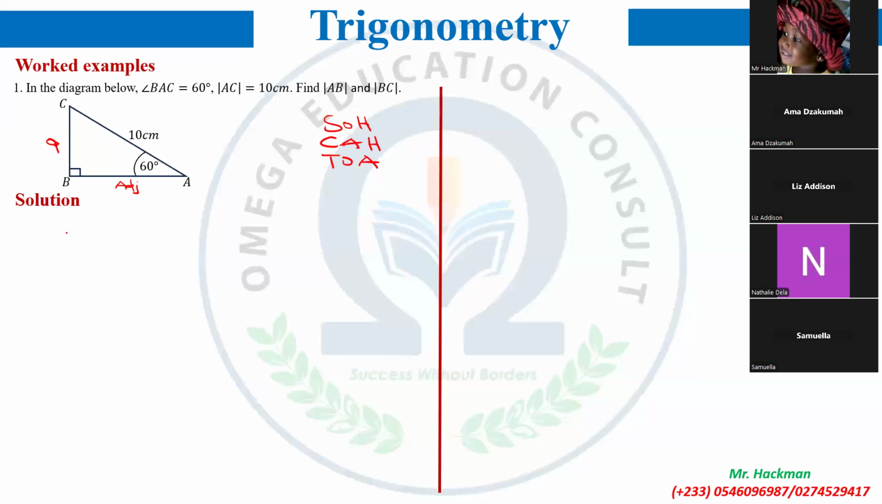So in this case, I'm going to write the solution to question 1. I know that cos of my angle, 60 degrees, should be equal to adjacent over hypotenuse. So go and pick your adjacent. Your adjacent is what you are looking for, which is AB. Am I right? Yes. Over your hypotenuse, and your hypotenuse is 10. Is that clear?